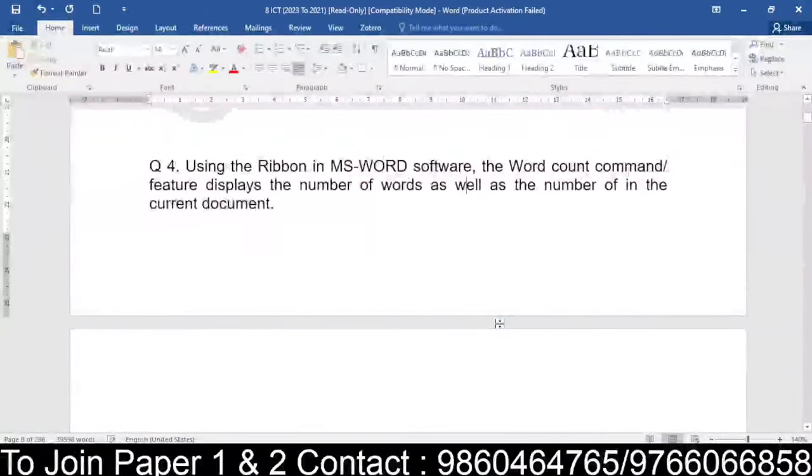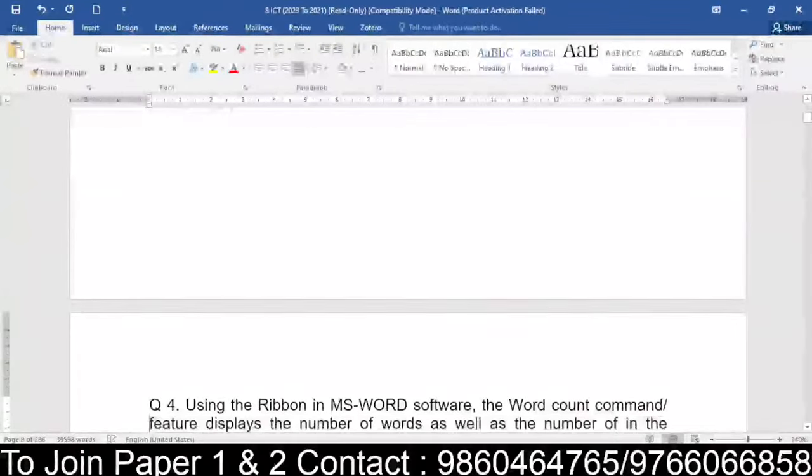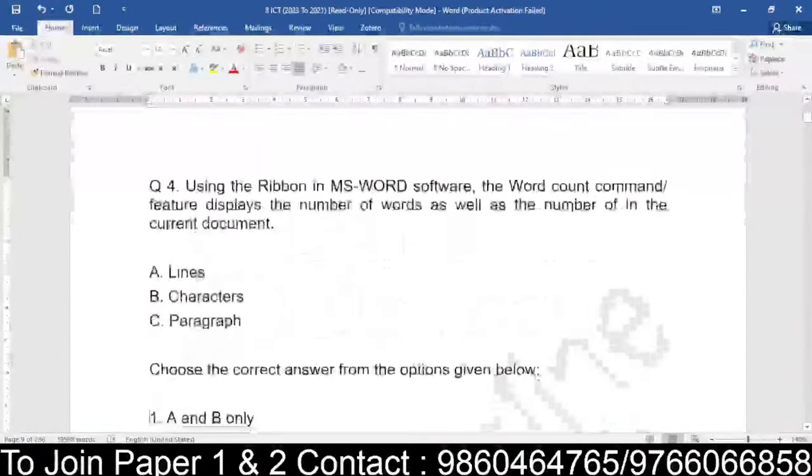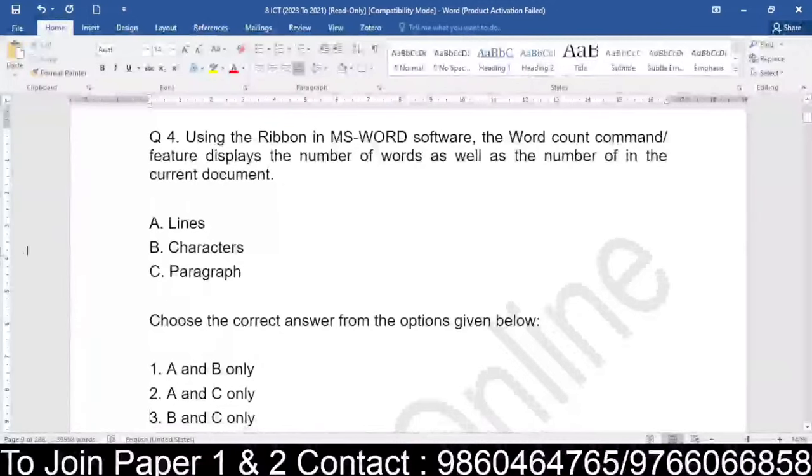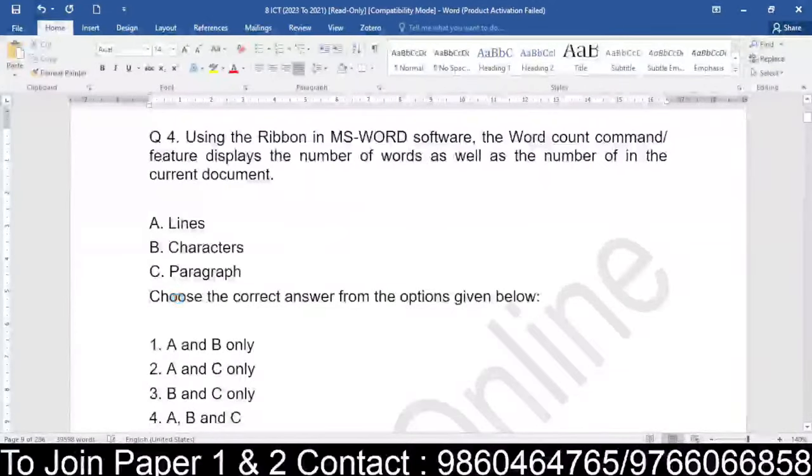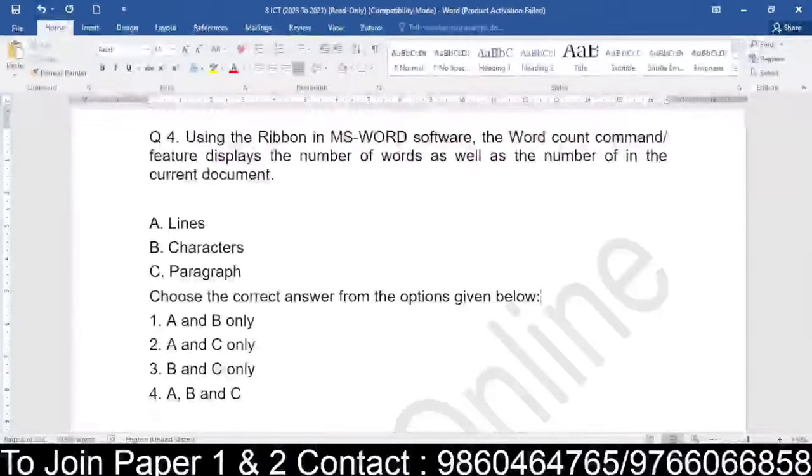We'll take this question so that you can see the entire question properly. Using the ribbon in MS Word software, the word count command displays the number of words as well as the number of what in the current document? Whether it is lines, characters, or paragraphs. You have to identify.